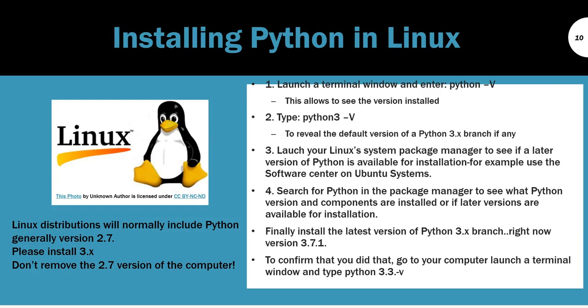And then what you want to do is type python3 -V, because you want to see not only if you have Python, of course, but you want to reveal if you have any default version for Python 3.